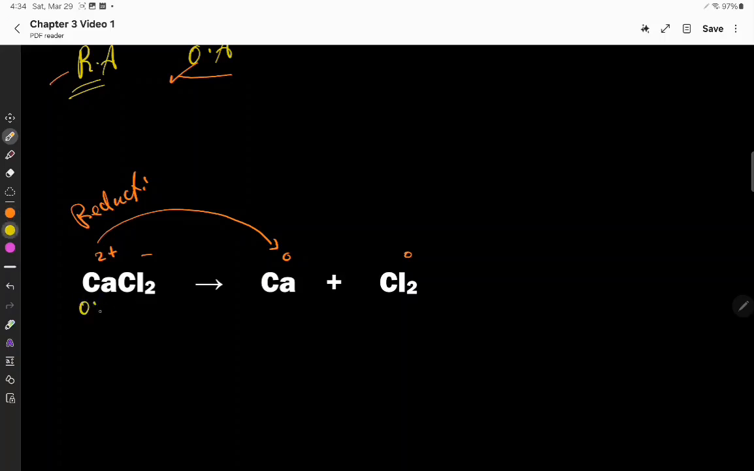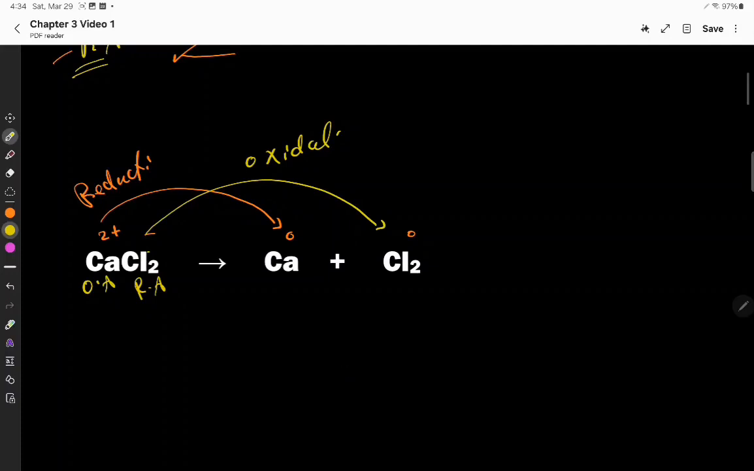So it is the oxidizing agent. Chlorine goes from negative to 0. What happened to chlorine is oxidation. So here it is not chlorine itself, it is the ion of chlorine, and not calcium. The ion of calcium is the oxidizing agent, and the ion of chlorine is the reducing agent, because the ion of chlorine is the substance which is oxidized.